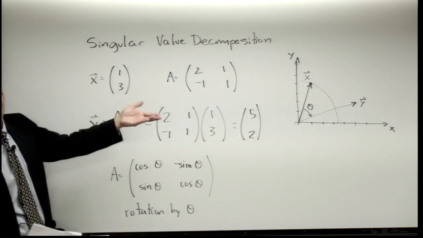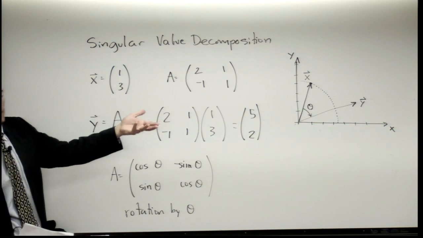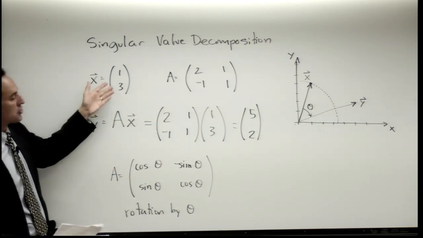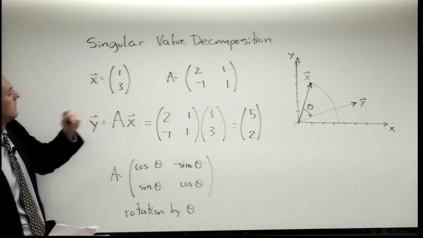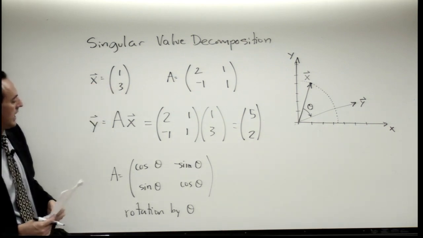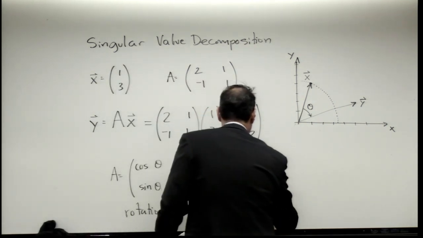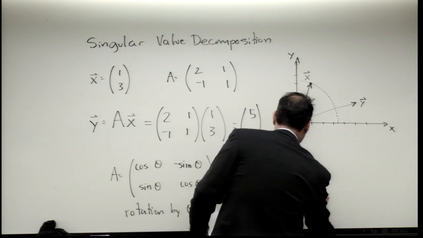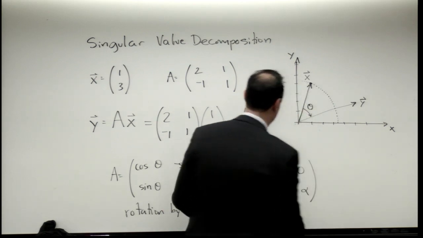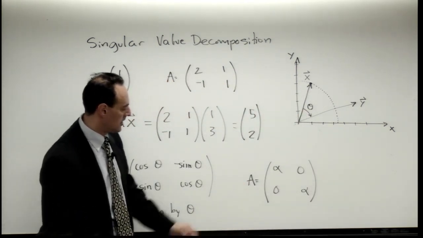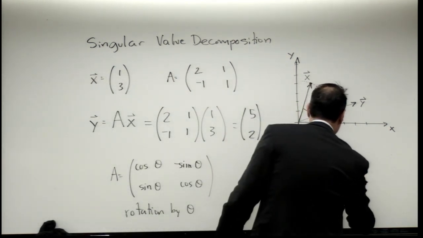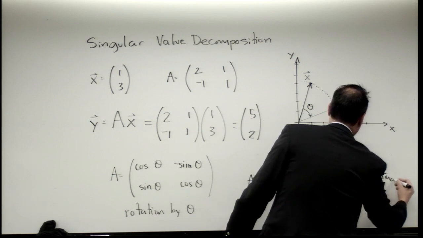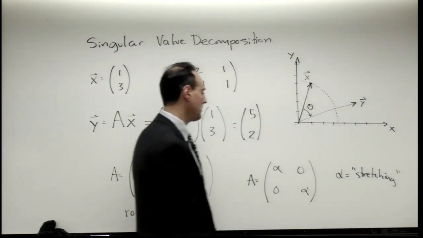Now, the stretching is something different. All you need to do is think about a matrix that will stretch this vector. Well, an easy way to do that is just to create the following matrix. That's it. Where alpha is your stretching.